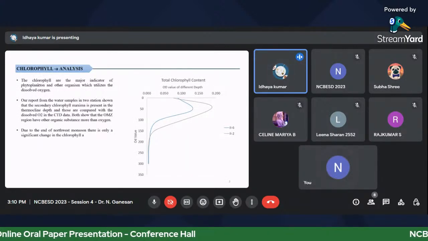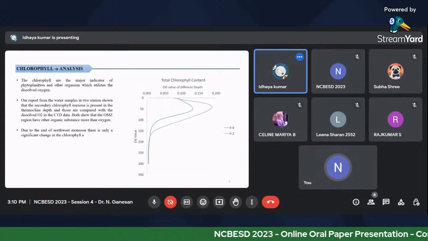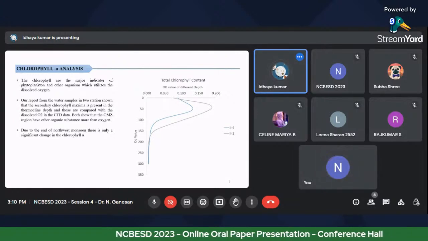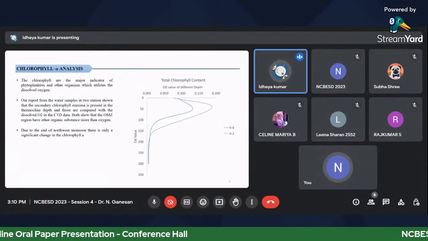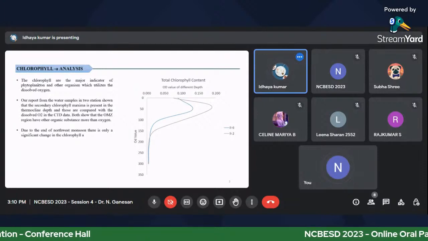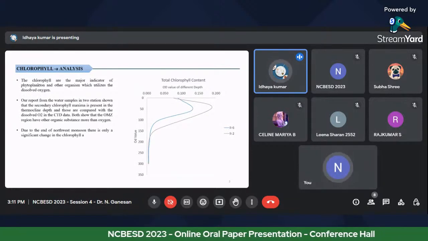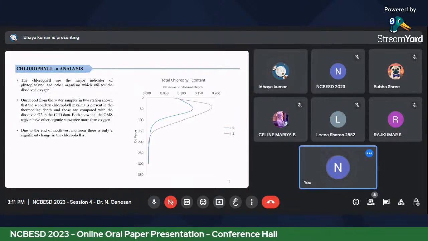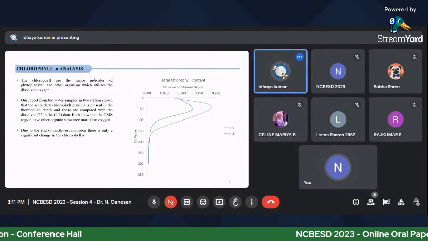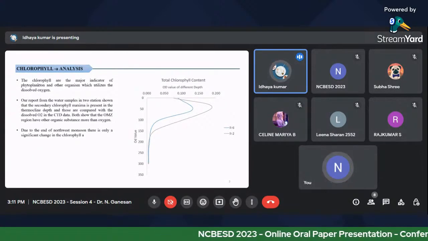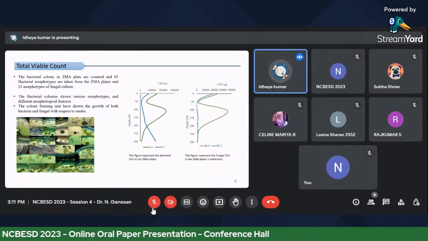This is the chlorophyll analysis. Here you can see two charts, where the green line is the OMZ region and the blue line is the non-OMZ region. There is no significant change in chlorophyll because after the southwest and northeast monsoon, the OMZ is developed in the Arabian Sea, which clearly gives us the values of chlorophyll and the amount of bacterial abundance present. In that, we could isolate about 65 bacterial morphotypes and 21 fungal morphotypes.